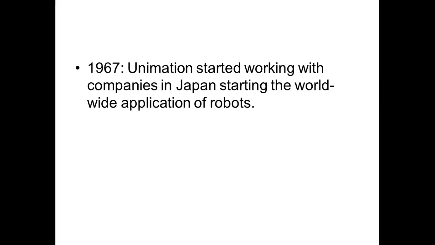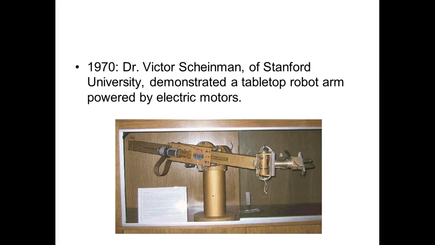Parts handling. Unimation started working with companies in Japan, starting a worldwide application for robots. This is the first fully electrical robot. About all our robots are positioned with electric motors. So when we talk about the main power source in robotics, it's electricity. Why? Because it's all over the place. A company usually doesn't have to produce its own electricity, they can buy it, right? U.S. Steel has its own electricity. They still could not produce enough electricity at one time. They had their own oil house out there when I was there. So all these robots are positioned with electric motors.